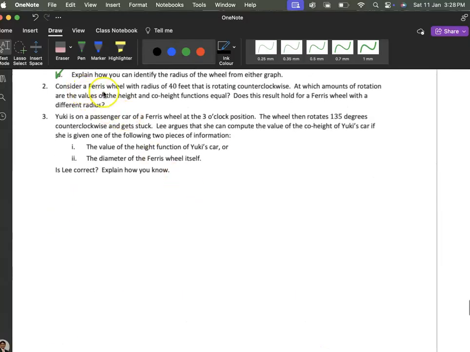Consider a Ferris wheel of radius 40 feet that is rotating. So see again, what will we do? What did I tell you? Draw a diagram. Draw the circle. First you look at the starting point. It's rotating counterclockwise. At what amounts of rotation are the values of the height and co-height functions equal? Does the result hold good for different radius? Yes, it will hold good for different radius. Now it depends on where you're starting from. Where do you want to start from? Ground. So you can start from ground.